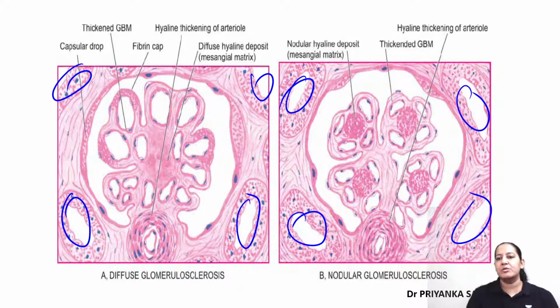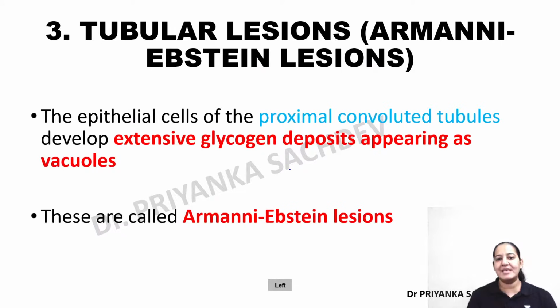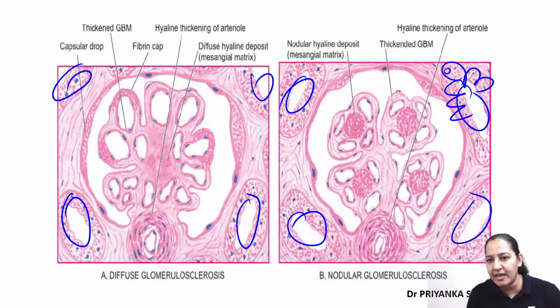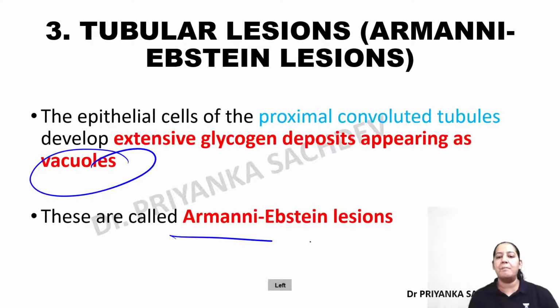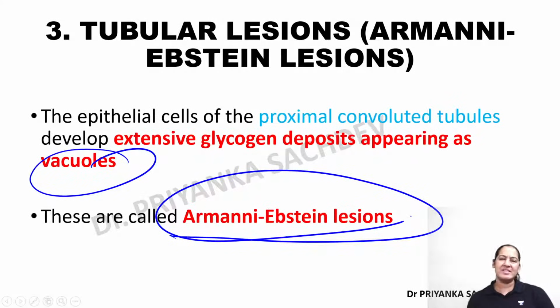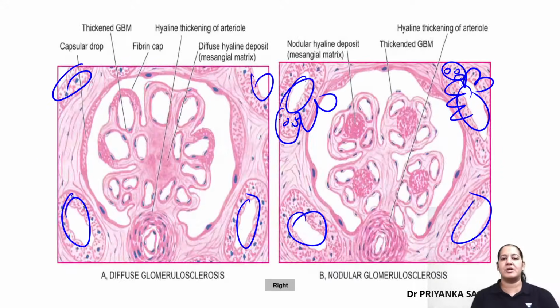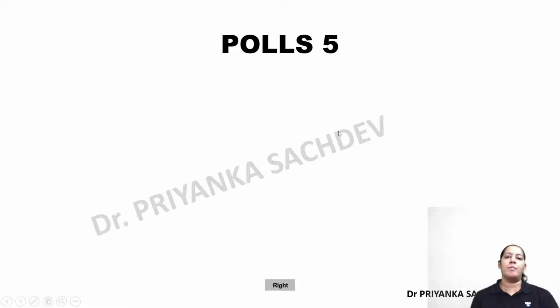See the cells of the tubules. Can you see the cells of the tubules? Inside the cells of the tubules, you can see vacuoles. Can you appreciate? I cannot zoom it. Inside the cells of the tubules, please appreciate the vacuoles are there. This is known as Armanni-Ebstein lesion. The name of the scientist only. Armanni-Ebstein lesion is also common in both of them.